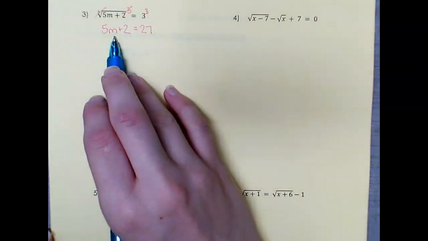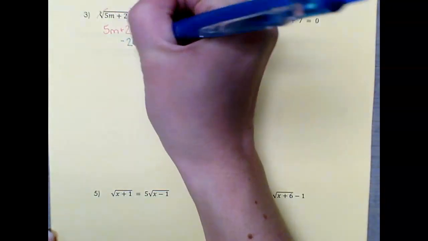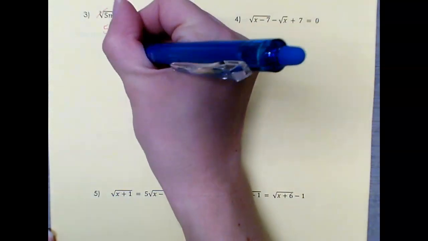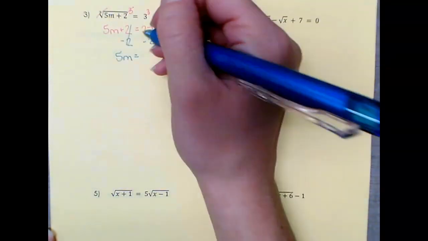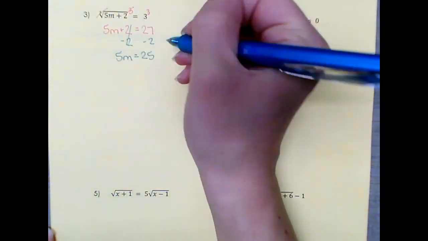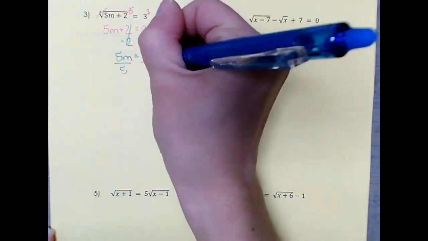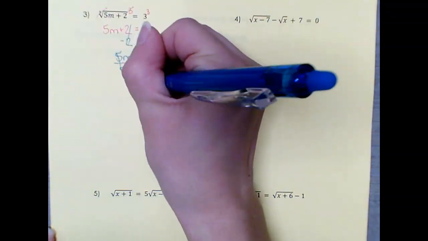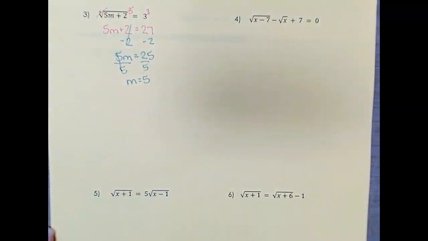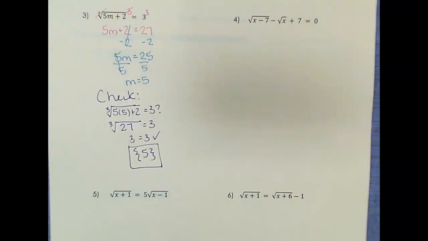I want to isolate the m, so I'm going to subtract 2. 5m equals 27 minus 2, which is 25. And then dividing by 5 gives me an m value of 5. Why don't you go ahead and pause your video and check this on your own. All right, so we checked, and 5 works, so 5 is the answer.